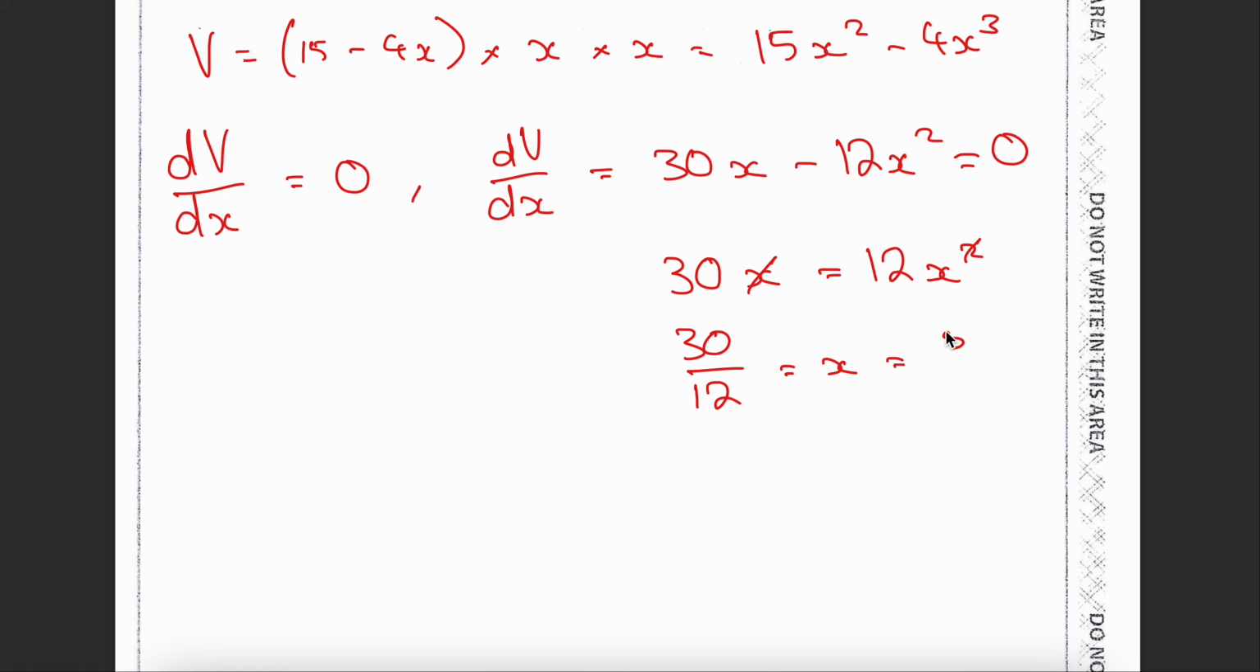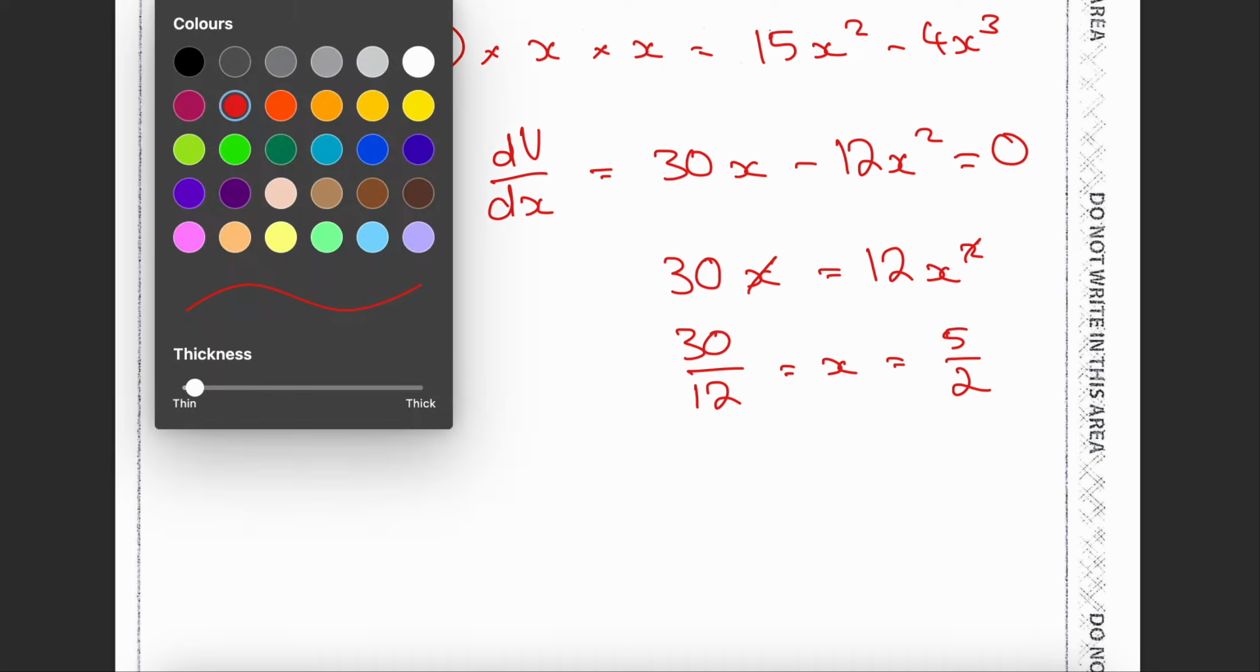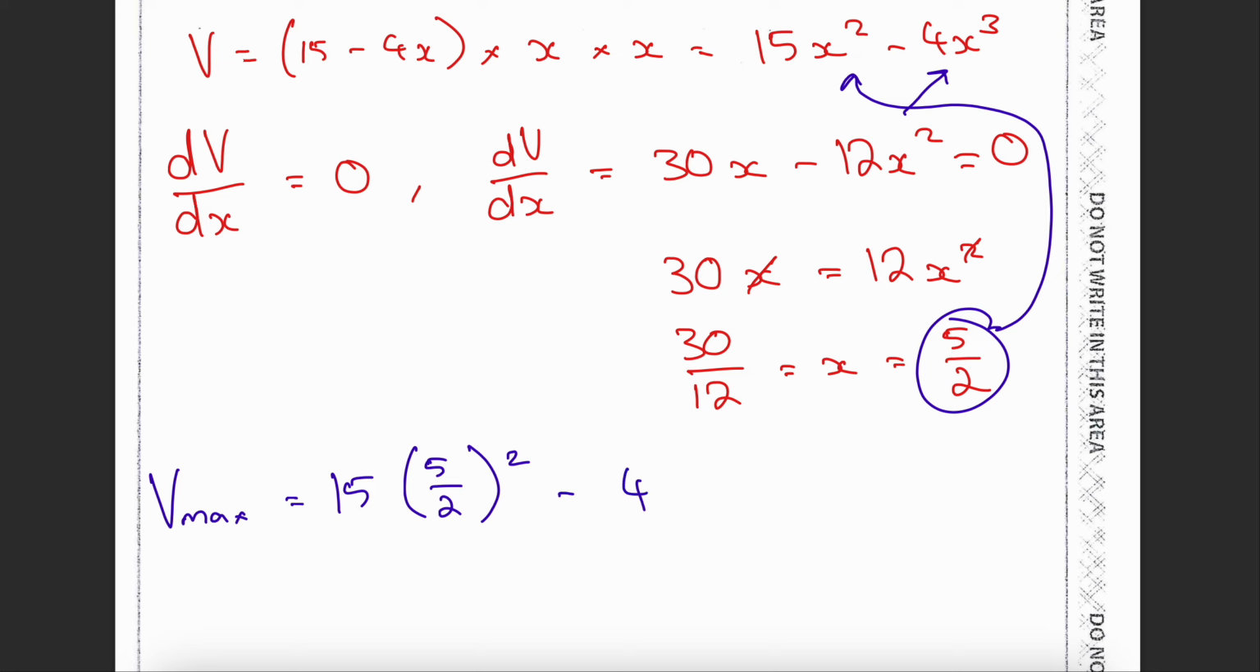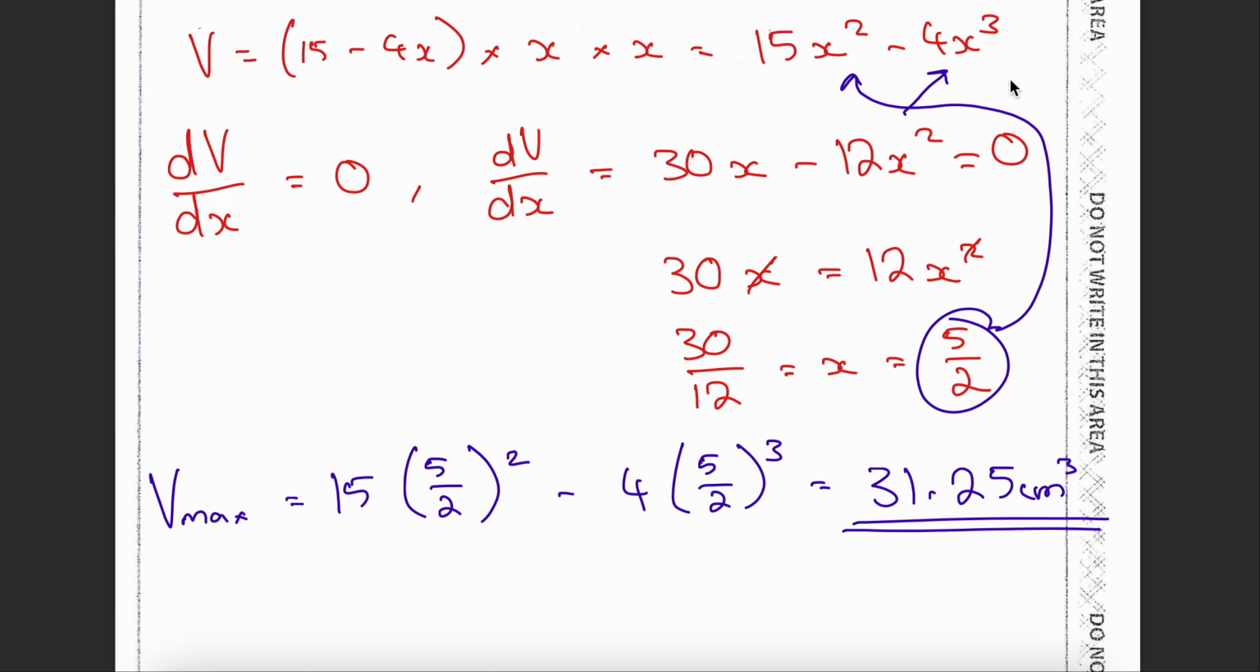So now what I'll do, I want to find the maximum volume. So I now take this number, this 5 over 2, and I plug it back in to here. So my maximum volume, I'm going to call it Vmax, is equal to 15 multiplied by 5 over 2 squared minus 4 times 5 over 2 cubed, and that gives me 31.25 centimetres cubed. Now be really careful with your units, don't forget about them. And there we go, that's our final answer.